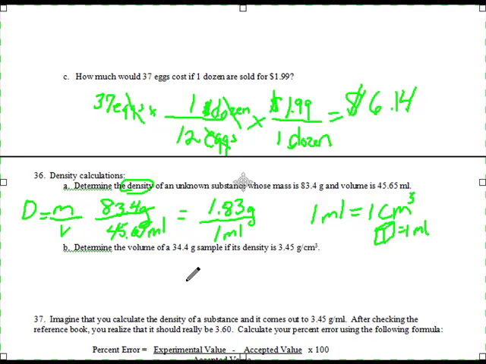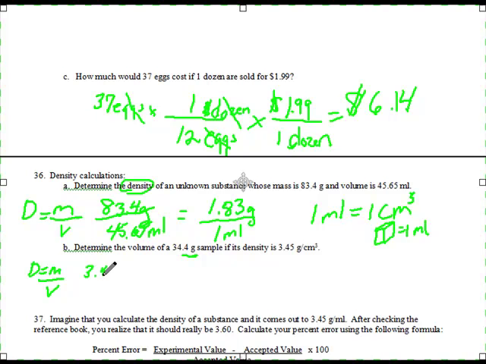Alright, letter B. This is the one you could solve using 2 different methods. Over here it gives you the density and also tells you the mass of your sample, because we got grams here, and you have to find the volume. So we're going to start with writing our formula. Density equals mass divided by volume.